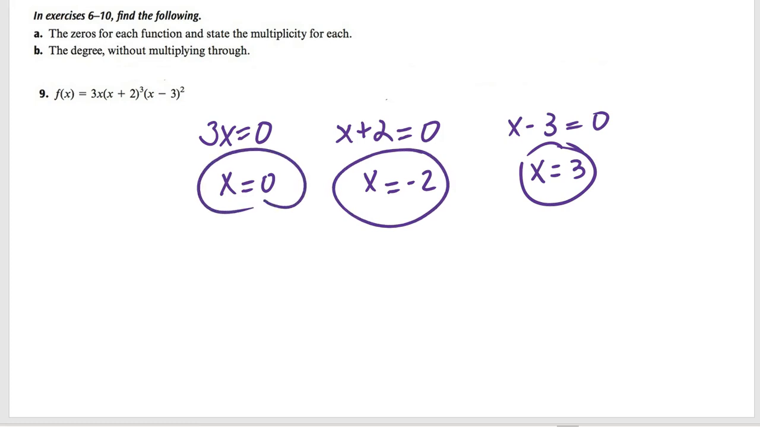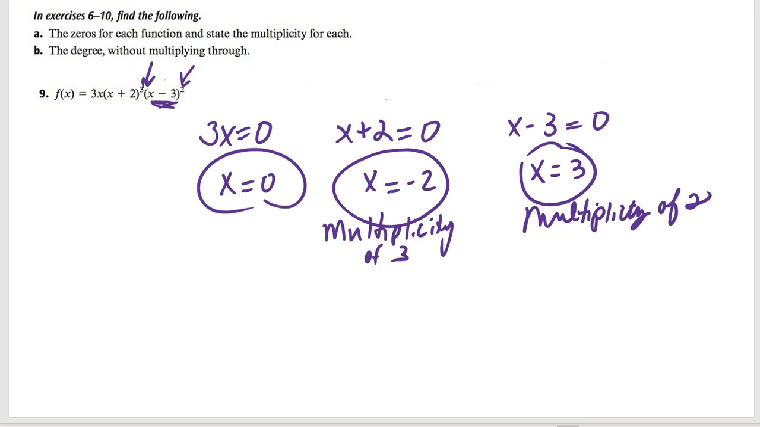Now we also have to state the multiplicity of each. The multiplicity is found by looking at the exponent. So let's just start here on the right. X minus 3 has an exponent of 2. So this is going to have a multiplicity of 2. Okay? X plus 2 has an exponent of 3, and the multiplicity will be 3. In our first factor, x is equal to 0. Well, it has an exponent of 1, so we know this is going to just be a multiplicity of 1.